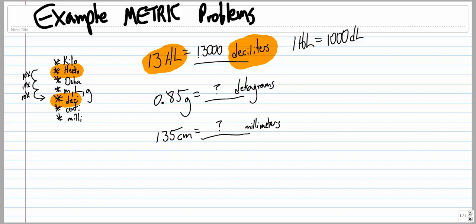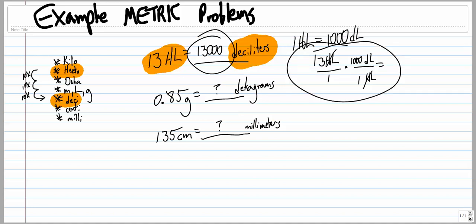Some kids, however, want to do this. They want to say, all right, I've got my 13 hectoliters, and that's the same thing as 13 over 1. I'm going to multiply that by a fraction because I want to cancel out my hectoliters. So I'm going to put that on the bottom, deciliters on top. 1 hectoliter we said was 1,000 deciliters. So that cancels out the hectoliters. 13 times 1,000. You get the same answer either way. It's just that seeing it written out like this makes it cleaner for some kids. They actually say, oh, okay, I'm canceling out hectoliters.